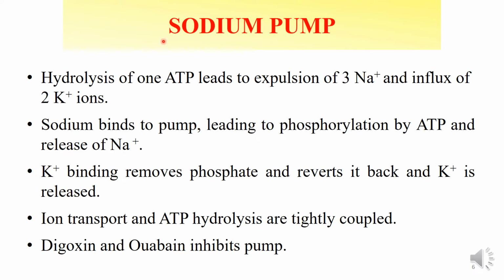The hydrolysis of 1 ATP yields expulsion of 3 sodium ions and an influx of 2 potassium ions. The sodium binds to pump, leading to phosphorylation by ATP and release of sodium. Potassium binding removes phosphate and reverts it back, whereas potassium is released. Ion transport and ATP hydrolysis are tightly coupled. Digoxin and ouabain inhibit this pump. These are the inhibitors of the sodium potassium pump.